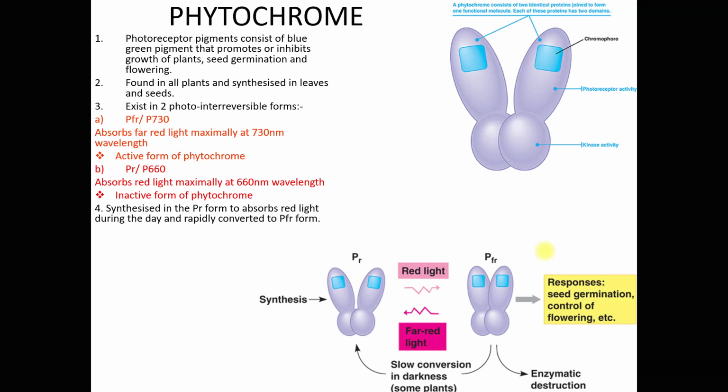This phytochrome is synthesized in the PR form to absorb red light during the day and then rapidly converted to PFR form. The PFR form, however, absorbs far red light during the night and slowly, or gradually, converts into the PR form.